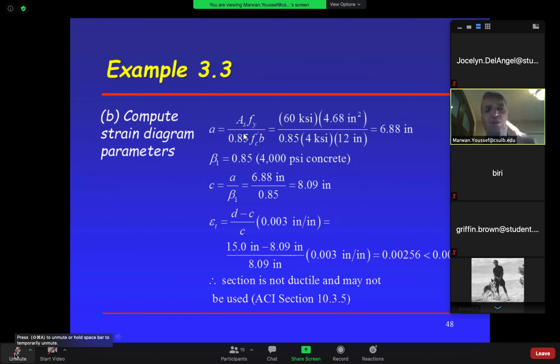Step B is compute a, As fy over 0.85 f'c times b, just like the previous examples. We have everything here, 6.88. Beta 1 equals 0.85. Why? For f'c less than or equal to 4,000, it is always 0.85. Same as examples 3.1, 3.2. c is equal to a over beta 1, or a equals beta 1 c. So you have a and beta 1, you can find c.